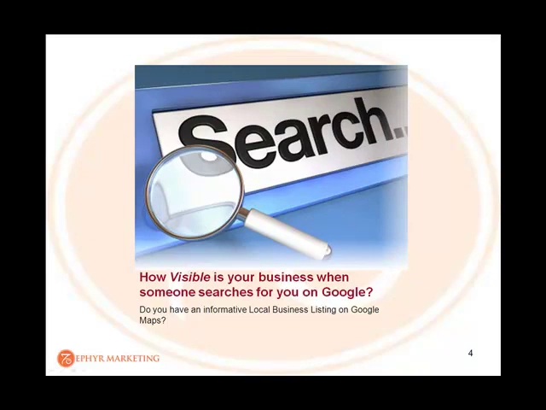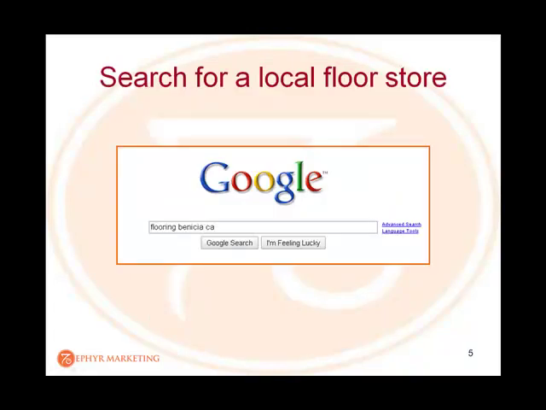So the question is, how visible is your business when someone searches for you on Google? Do you show up? And do you have an informative local business listing on Google Maps? As an example of that, let's take a look at a search we're going to do here for a flooring company in Benicia, California. So we're looking for flooring in Benicia, CA. Let's see what turns up.